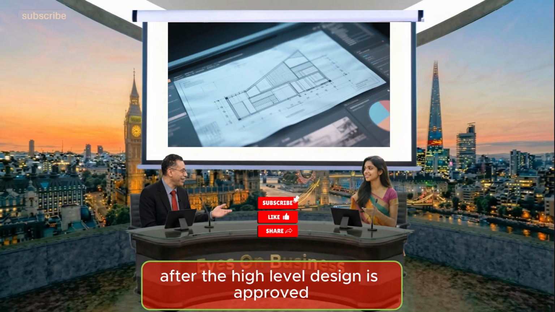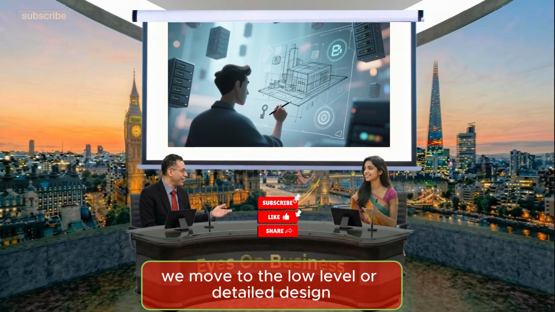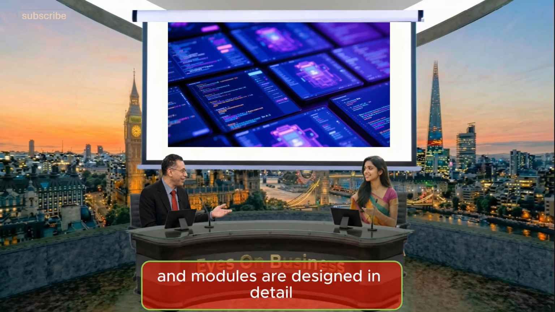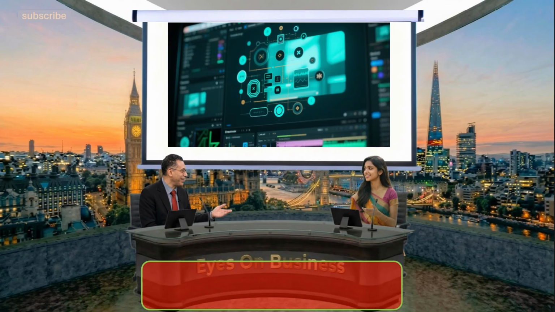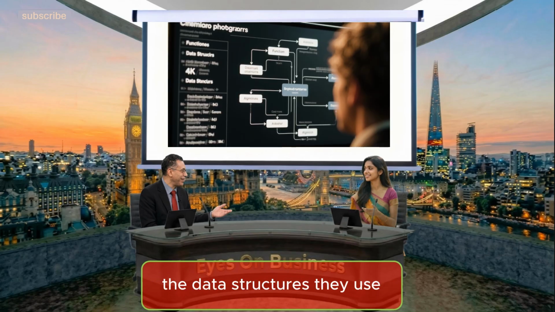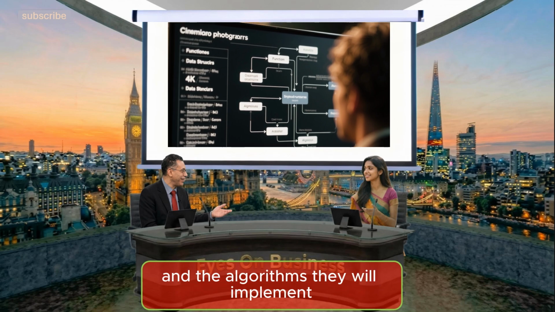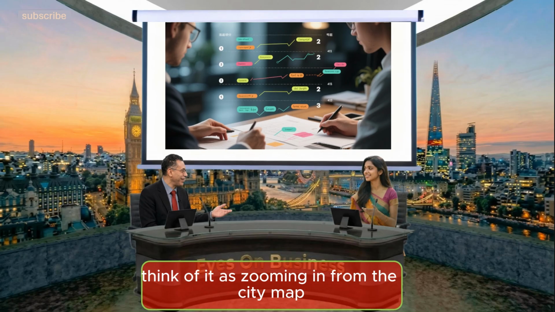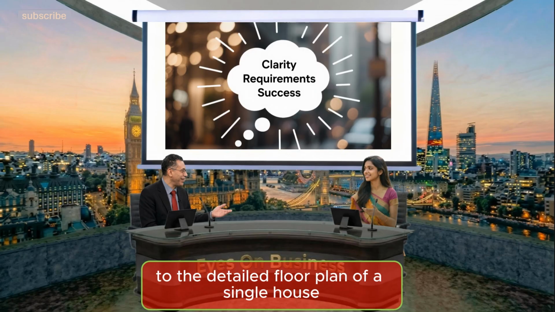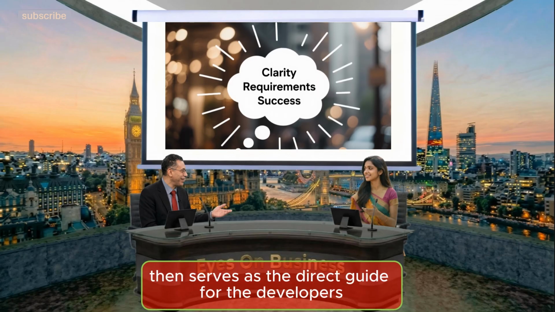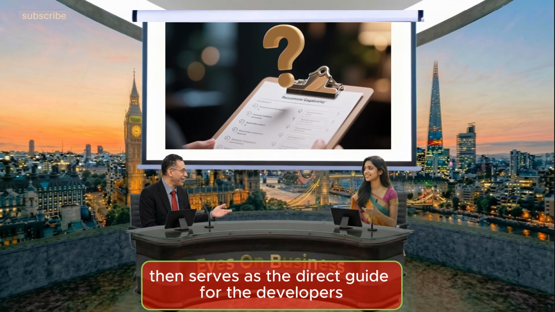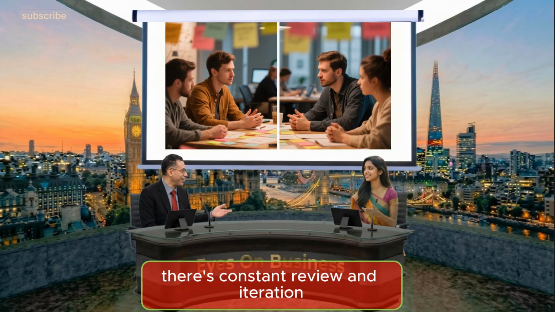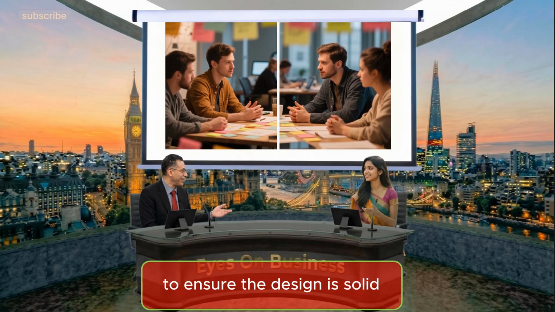After the high-level design is approved, we move to the low-level, or detailed design. This is where individual components and modules are designed in detail. We'll define the specific functions, the data structures they use, and the algorithms they will implement. Think of it as zooming in from the city map to the detailed floor plan of a single house. This detailed design then serves as the direct guide for the developers who will write the code. Throughout this process, there's constant review and iteration to ensure the design is solid.